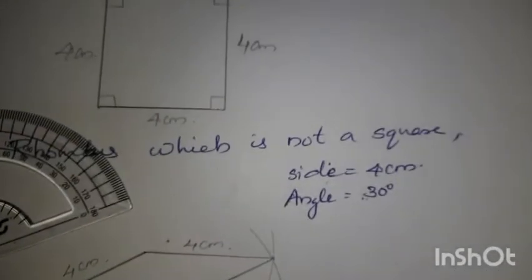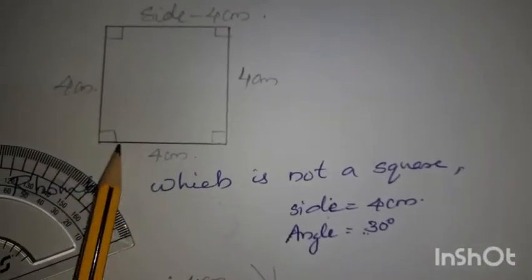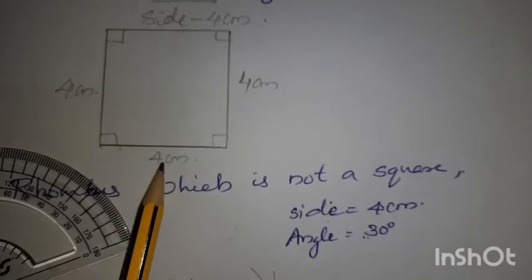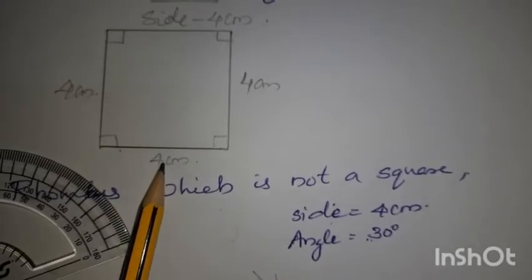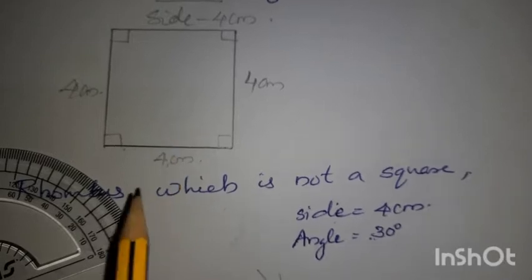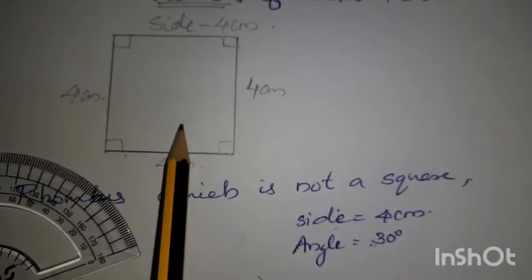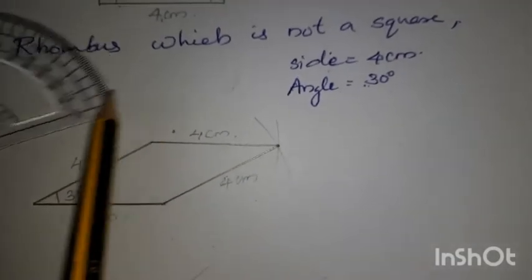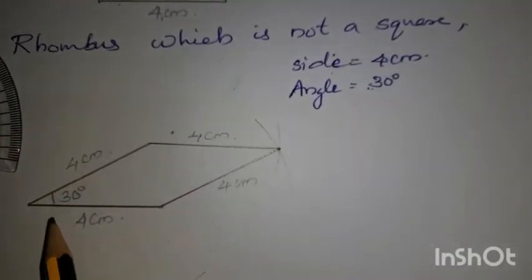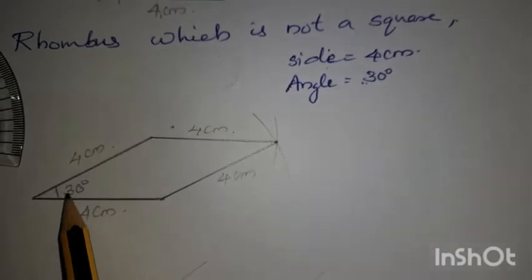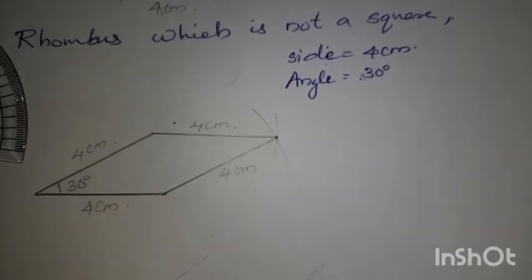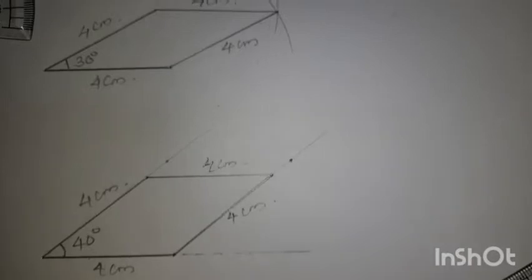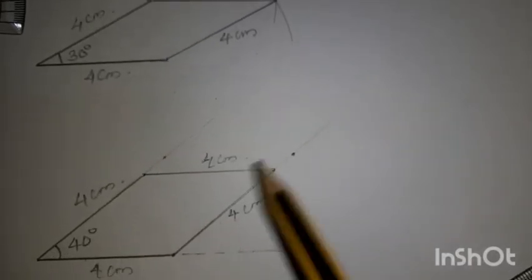So a rhombus whose angle is 90 degrees and sides equal is called a square itself. In this case, this is a square and a rhombus. But a rhombus which is not a square, we can draw like this with an angle and the sides. If the angle changes, the shape of the rhombus also will change.